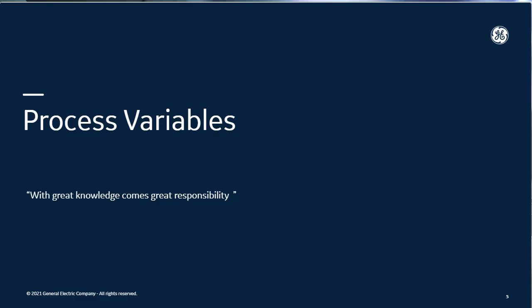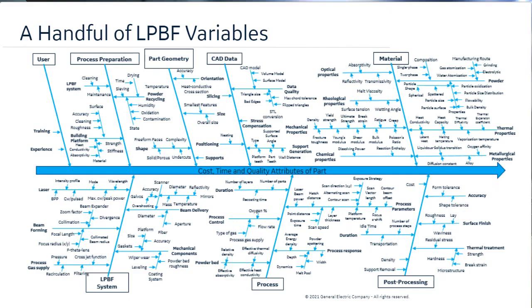Okay, diving into process variables. There are a lot of them, and you have to understand them very responsibly. This is one of my favorite fishbone diagrams. This is just a handful of variables that apply to the laser powder bed manufacturer, so the DMLM, laser powder bed. Very similar for electron beam, binder jet. Some of these categories, especially in material and process, are just a different modality.